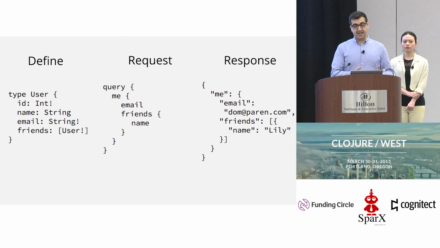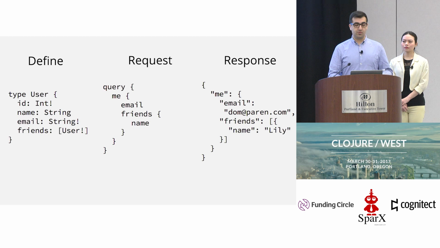Also note that the shape of the data returned is in the same shape as the query that you issued, so it should be very easy to understand what you're going to get back. And though we won't do it right now, you could modify this query to nest, you know, friends of friends and friends of friends of friends and whatever you want arbitrarily to hopefully batch stuff into a single query.